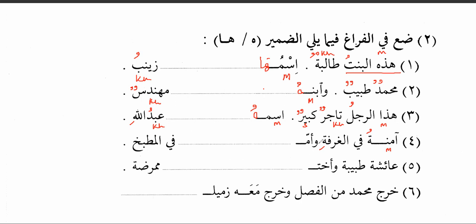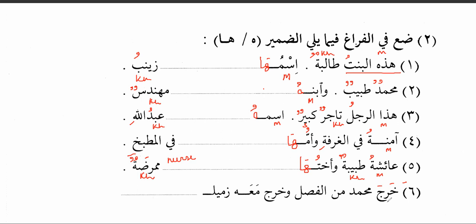Wa. Now when wa comes, know that after wa is a new sentence. So ummuha. We are talking about feminine. Ummuha with a fatha. Fil matbakhi, in the kitchen. Aishatu tabibatun, mubtada khabar. Wa, this is a new sentence. Ukhtuha, talking about feminine. Mumarridatun khabar, this is nurse.